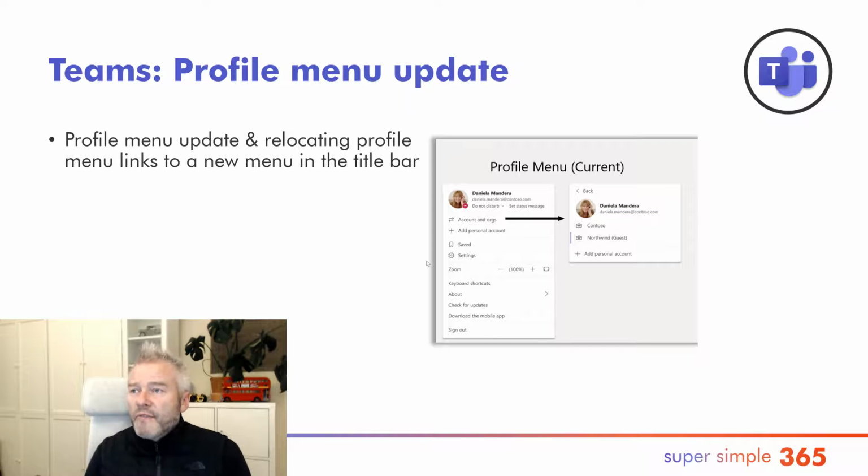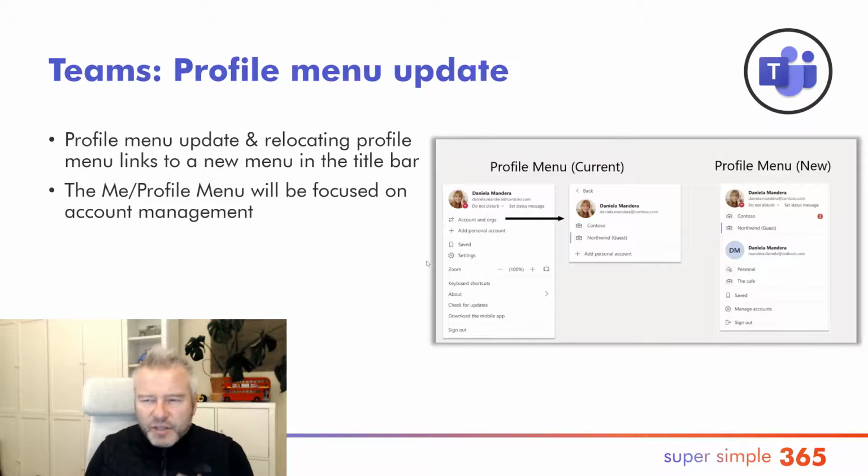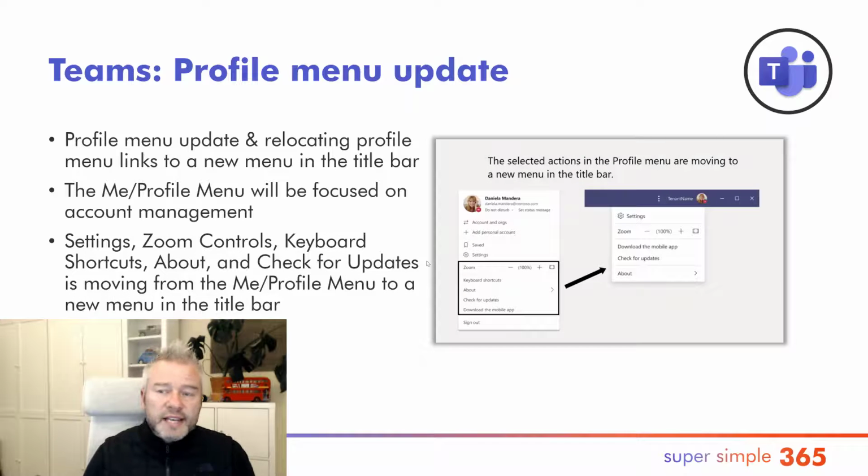Okay, so this Teams profile menu update, this was talked about ages ago, and I'm sure that I covered this back in the day sometime. So this is just an update. What it's doing is relocating the profile menu links to a new menu in the menu bar. So it's pulling those out. The profile button will focus on your account management and swapping between tenants. The settings, so the zoom, the controls, keyboard shortcuts, about, all that kind of stuff, is going to go into a new menu item. You can see there's going to be a new menu item up there on the right hand side.